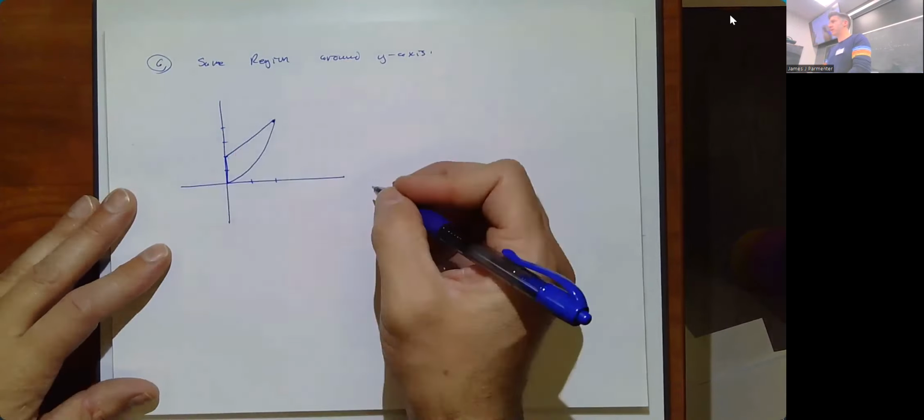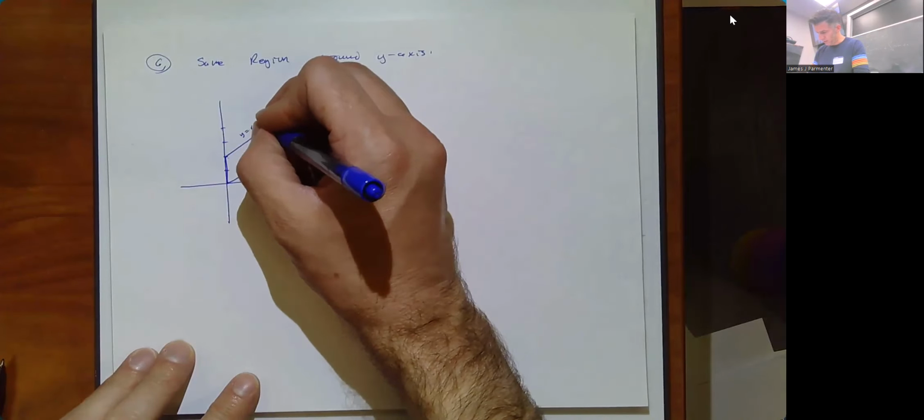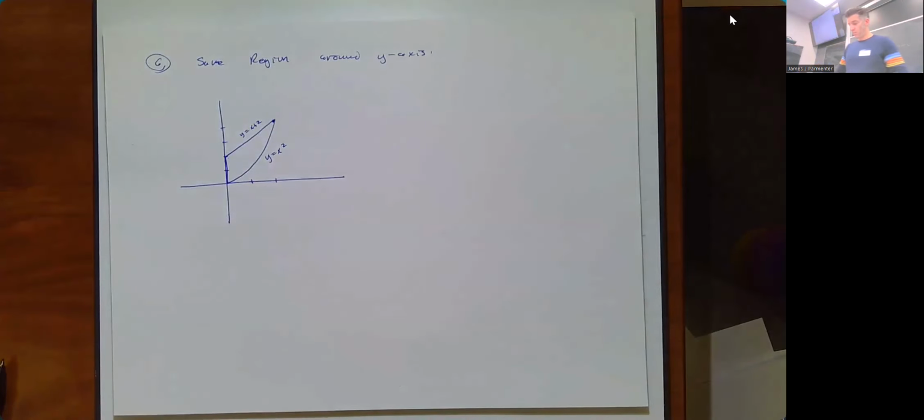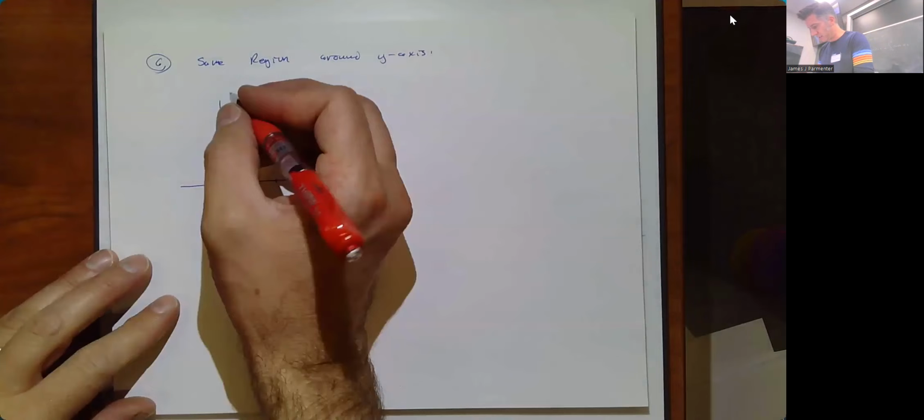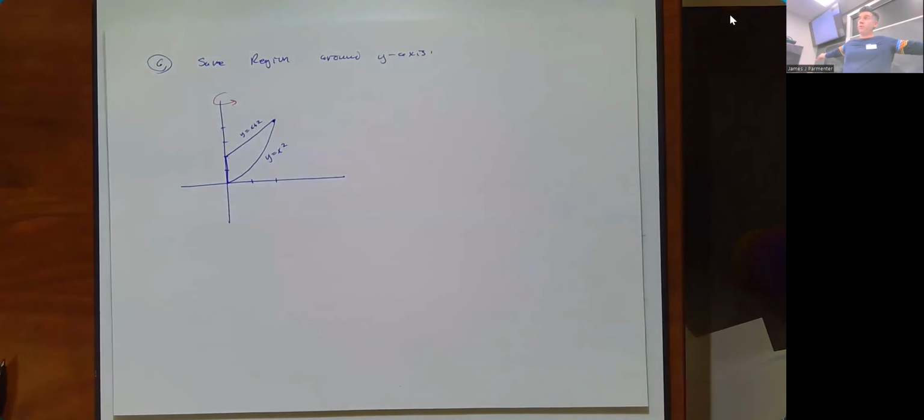There is my region once again. Here's my y equals x plus 2. Here's my y equals x squared. And now if I'm revolving around the y-axis, I need to use what kind of strip? Horizontal, perpendicular to the axis of rotation.